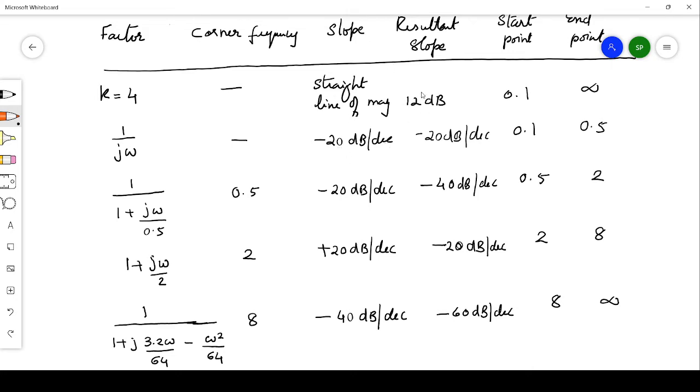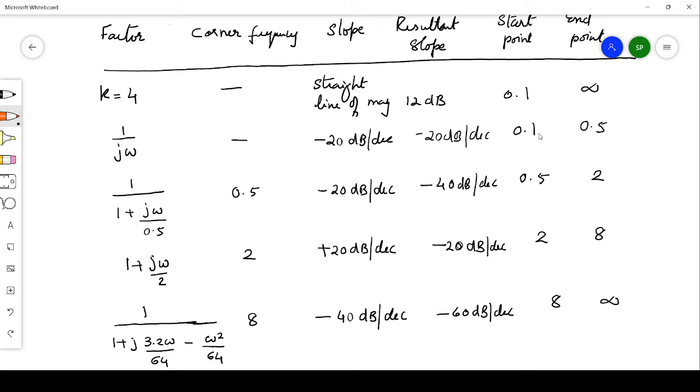So the previous slope, there is nothing, no slope, because it was a straight line. So our resultant slope for this one is minus 20 dB per decade, and our start point is 0.1, because you should remember that whenever you are drawing the Bode plot, the starting slope will always be the slope corresponding to the pole or zero present at origin. So if a zero is present at origin, the starting slope will be plus 20 dB per decade. If it is a pole present at origin, then the starting slope will be minus 20 dB per decade.